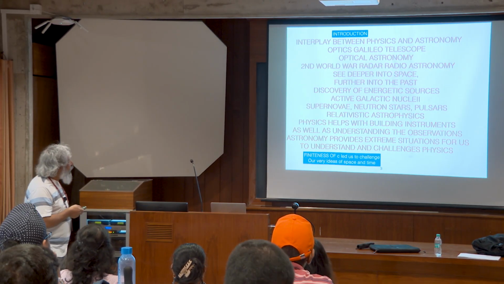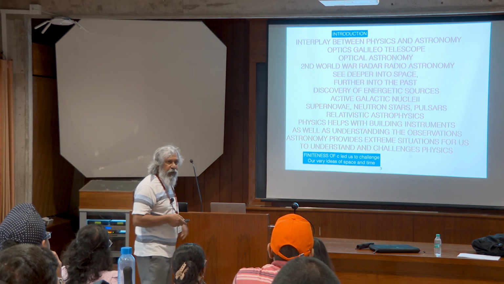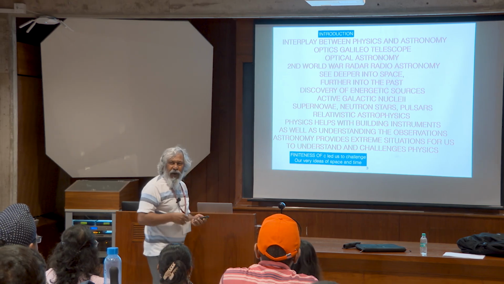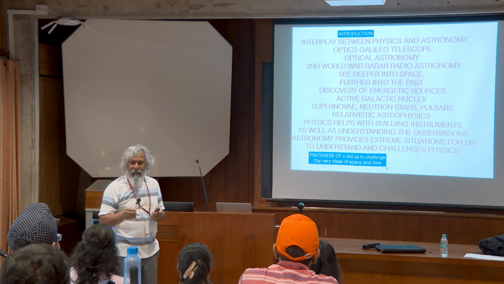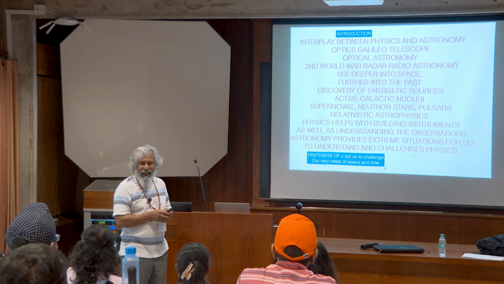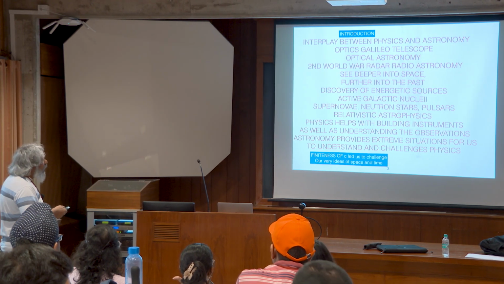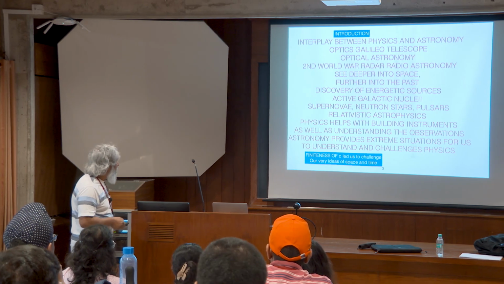Trying to do astronomy today without a grounding in relativity is like trying to do accounting with the Roman numeral system. It's very difficult. You have to understand the information that you get from the universe, and you must have a thorough grounding in relativity.